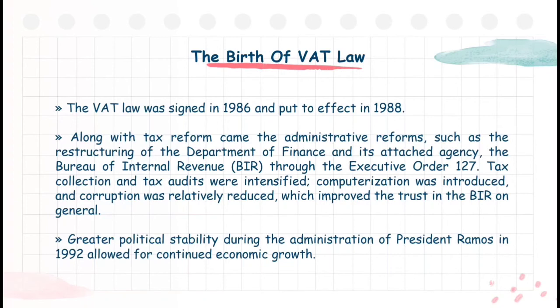Greater political stability during the administration of President Ramos in 1992 allowed for continued economic growth. The Ramos administration ventured into its own tax reform program in 1997 through the Comprehensive Tax Reform Program, which was implemented to, first, make the tax system broad-based, simple, and with reasonable tax rates. Second, minimize tax avoidance allowed by existing flaws and loopholes in the system. Third, encourage payments by increasing tax exemption levels, lowering the highest tax rates and simplifying procedure. And fourth, rationalize the grant of tax incentives, which was estimated to be worth 531.7 billion pesos in 1994.